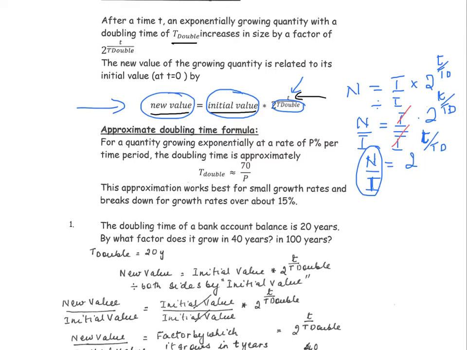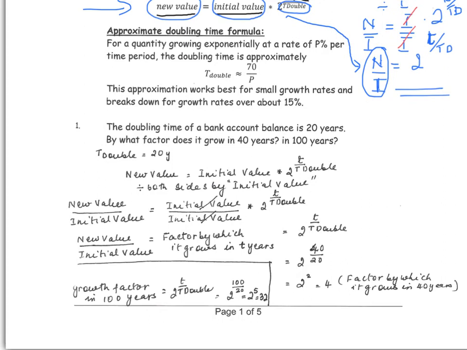So we might have to do the algebra and use this in certain problems. Looking at the first question, we're talking about exponential growth here. The doubling time of a bank account is 20 years. That is the doubling time, T double, which is equal to 20 years. By what factor does it grow in 40 years? So if the time t is equal to 40 years, by what factor does it grow? Which means, what is the ratio, new value over initial value? That is what the question is asking, the factor by which it grows.